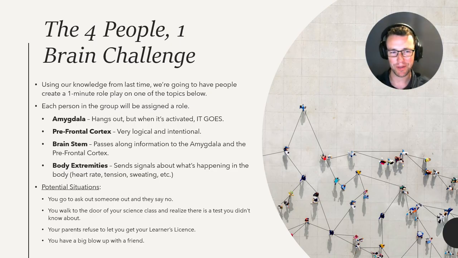All right, I won't say much about this right now, but this is going to be a fun little activity we're going to do where we're actually going to role play how the brain communicates with each other with four very common parts. Well, three parts of the brain and then extremities of the brain. So we'll play this out.